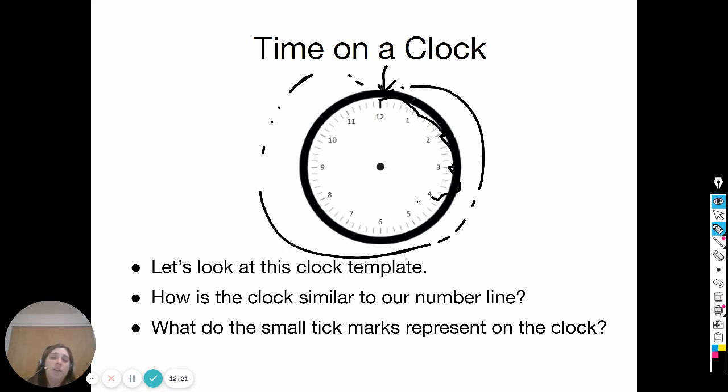Well, what do the small tick marks represent on the clock? The small tick marks are the minutes. So each little tick mark is 1 minute.